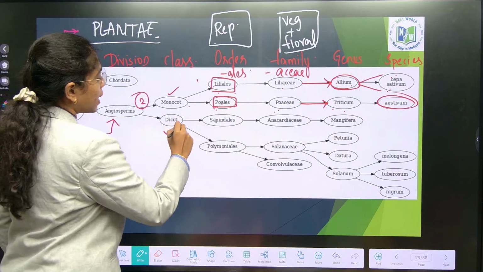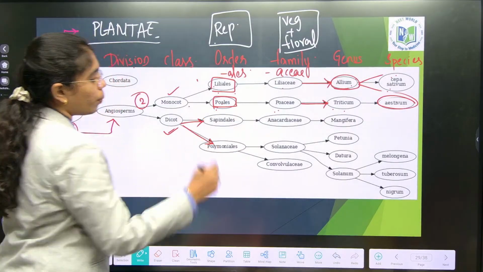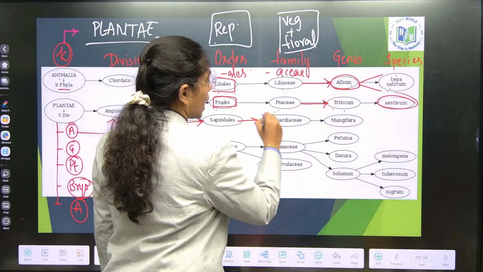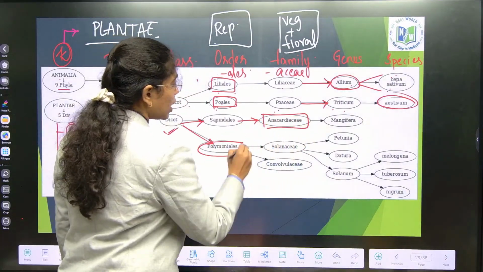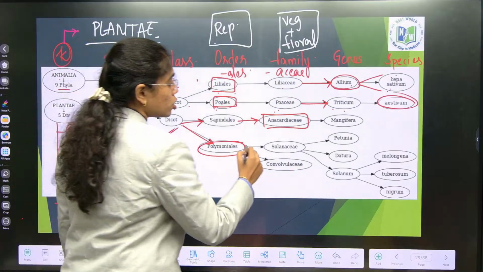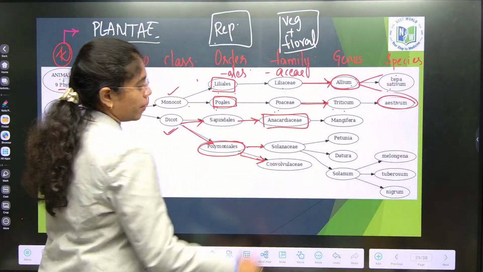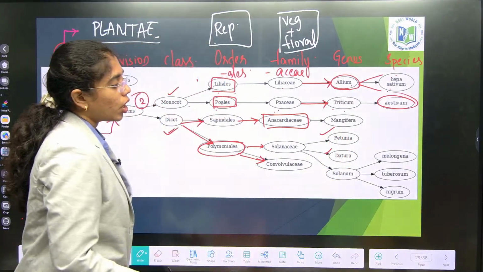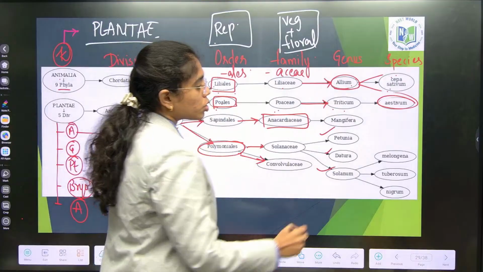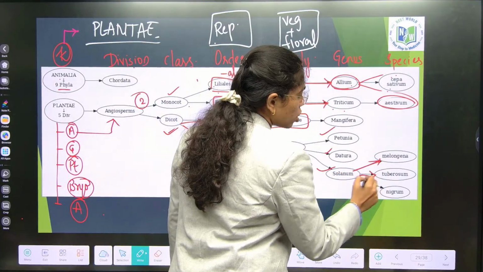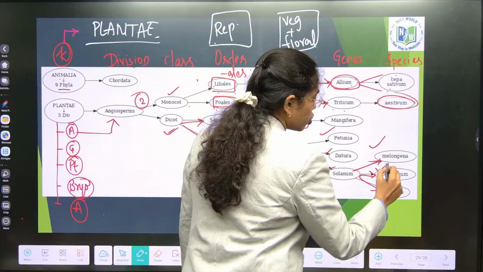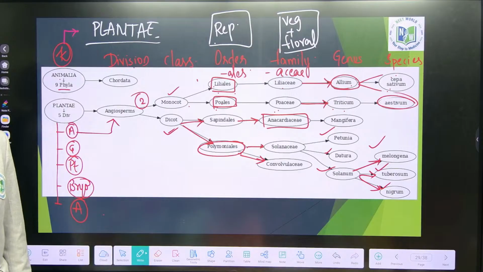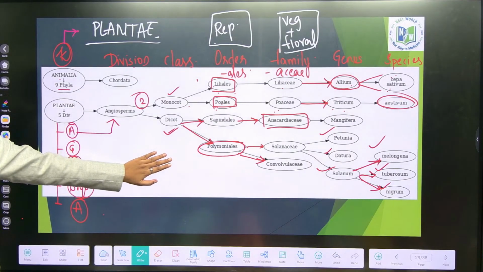Next is the dicot class, dicotyledons. The orders that are included are Sapindales and Polemoniales. Sapindales include the family Anacardiaceae. Polemoniales includes the families Solanaceae and Convolvulaceae. Solanaceae includes the genera Petunia, Datura, and Solanum also. Solanum includes 3 species: Solanum melongena, Solanum tuberosum, Solanum nigrum. Clear? Everybody? Understood? Now you can remember easily, no?